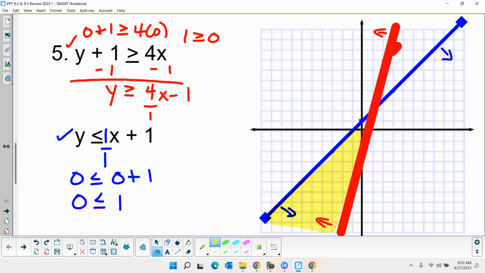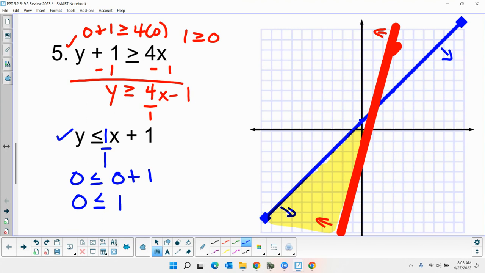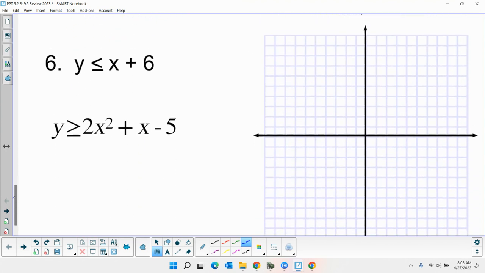Does that make sense? Yep. Any questions? So we're looking for where the two overlap when you have two graphs, when you have a system of inequalities. Okay. And then we've got one that's got a line and a parabola.